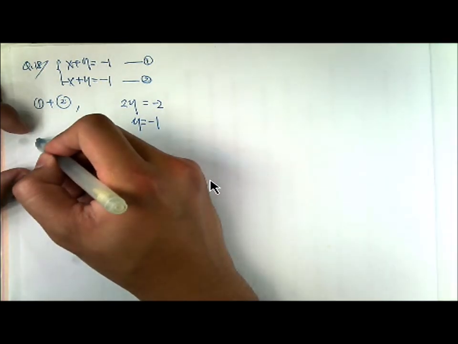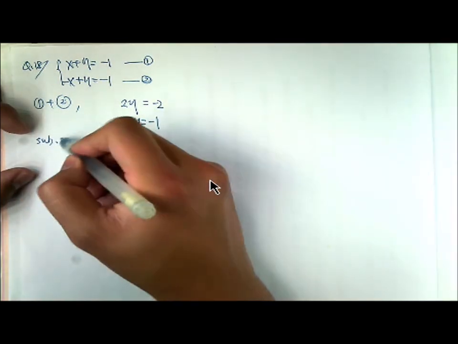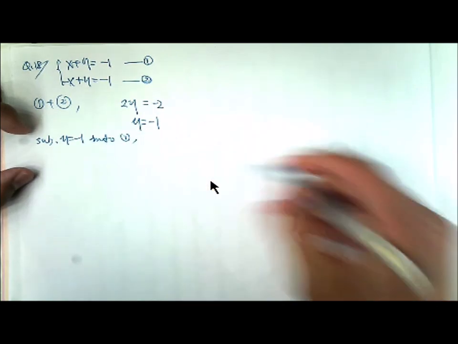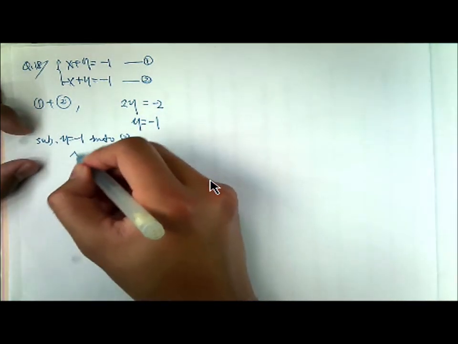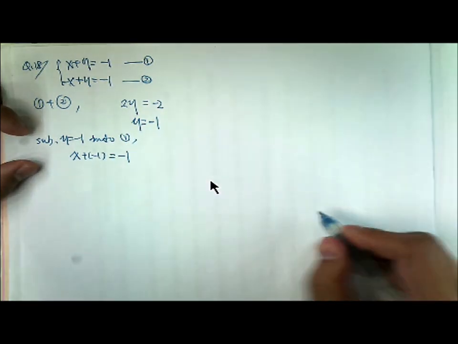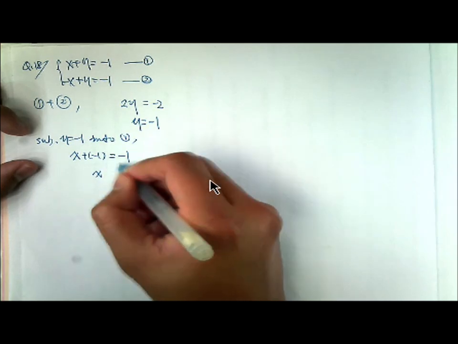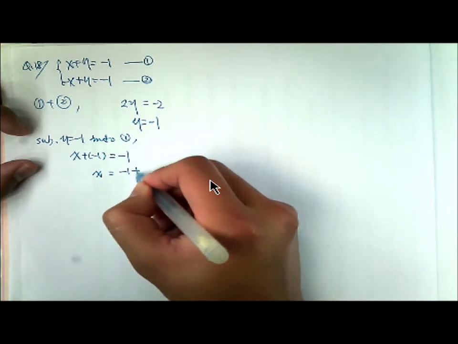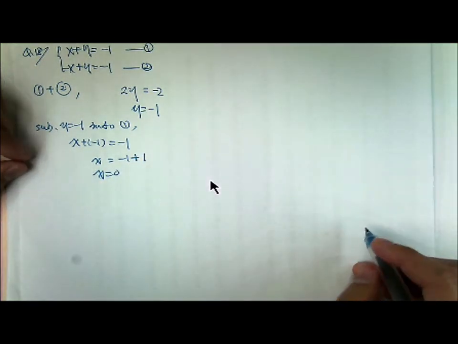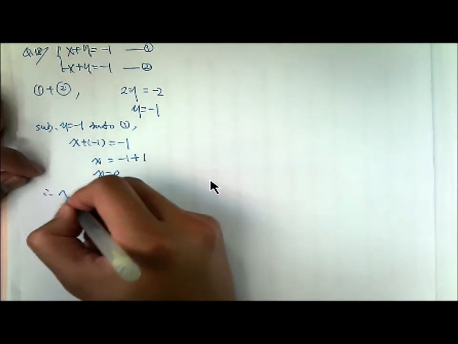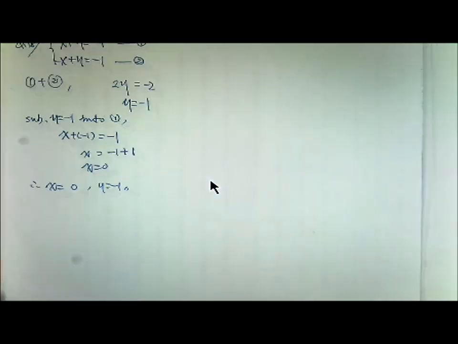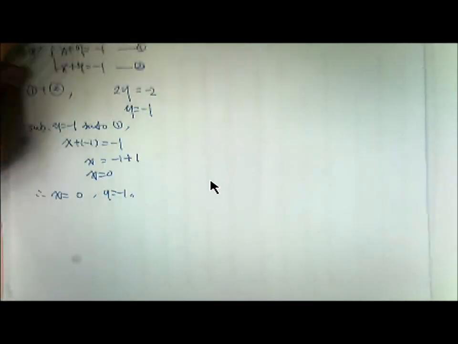So I will still substitute y equal to -1 into equation 1, okay? You got x plus -1 equal to -1, right? So you move this -1 to the other side, okay? You got this, right? So x actually equal to 0. Understand? So the conclusion: x equal to 0, y equal to -1. Is it okay? So this is so-called elimination.